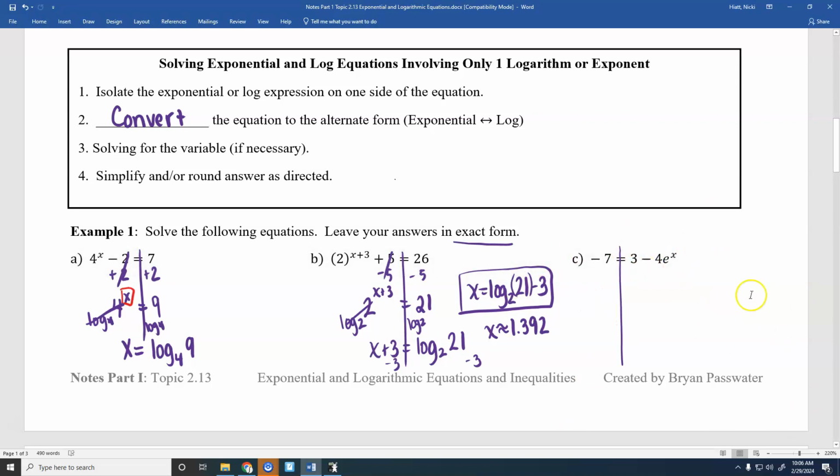Let's see. Solana, what would I do first on C? Would you minus the 3? Yes, perfect. So that gives me negative 10 equals negative 4 e to the x. Okay, Emma, what do you think we do next?